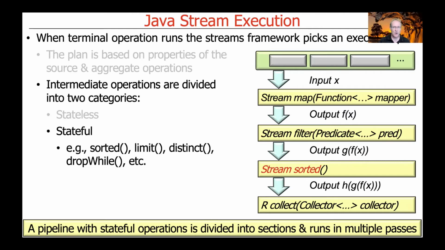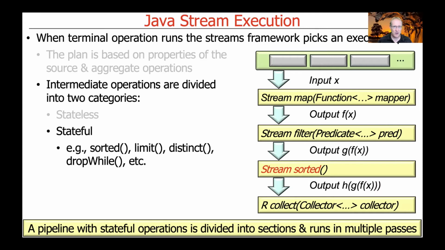In contrast, if you have streams that contain stateful operations, things like sorted, limit, distinct, drop while, and so on, then the stream pipeline that contains stateful operations is divided up into sections and run in multiple passes. And the reason for that, of course, is that the different passes have to reflect the different states. A simple example would be sorted. You're obviously not going to be able to process all the elements through sorted until you've collected them all up into an intermediate buffer. And then you can only have the sorted operation occur after all the other intermediate operations up to that point have finished whatever they're doing. So you can't do it in a single pass.